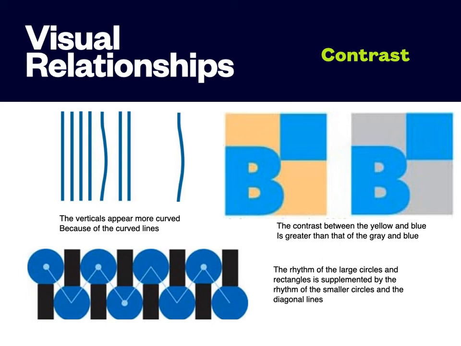So look how that bee pops off the cream colored versus how it pops off the gray color. The gray is a little more muted, whereas that yellow color really pops it. And the last image on this page is really contrast and rhythm. The rhythm of the large circles and rectangles is supplemented by the rhythm of the smaller circles and the diagonal lines, which can also be read as maybe small rectangles. The flow of visual shapes within this image creates contrast between the images and makes your eye move.